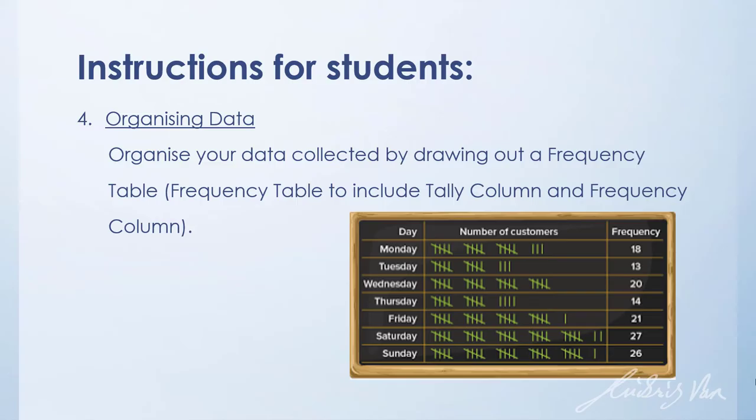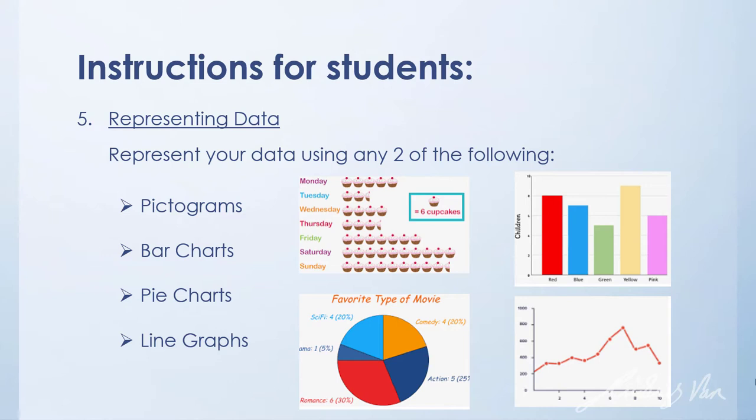So after you are done with your data collection and organize your data in a frequency table, the next thing you need to do is to represent them as either a pictogram, bar chart, pie chart, or line graph. Choose two of them to represent your data. Now, you might ask, what are those? Those are the topics that you will learn in the last chapter of your 1B textbook.